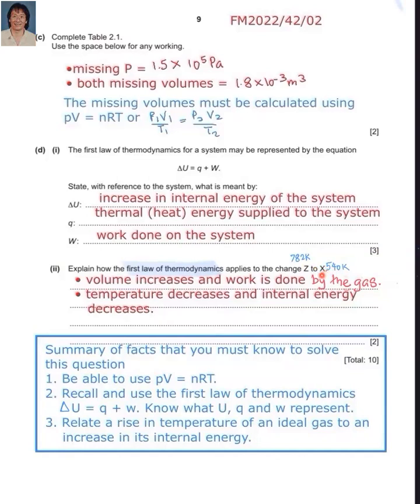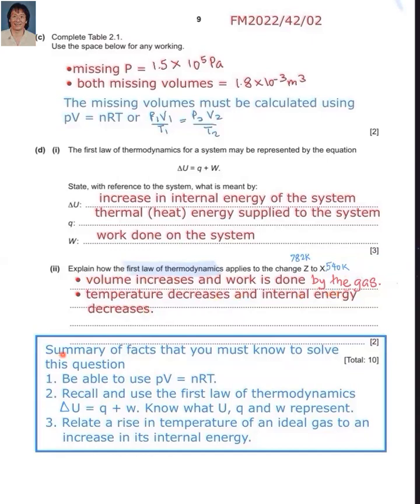The decrease in temperature shows that the internal energy decreases, since the internal energy of an ideal gas is only due to the random distribution of kinetic energies. The potential energy is 0, and the kinetic energy is proportional to temperature. And since the temperature decreases, the internal energy decreases. So to get the 2 marks in this question, the first mark is to mention the volume. The volume increases and the work is done by the gas. The second mark is on the temperature. The temperature decreases and therefore the internal energy decreases.